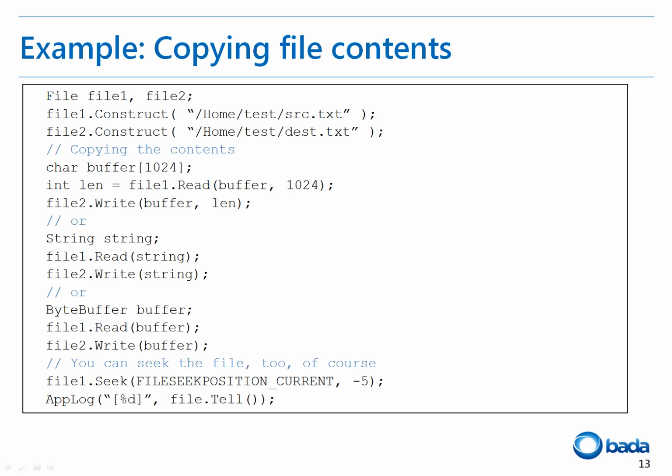In addition, a seek function is provided so that you can move the pointer to any position in the file, as with the fseek function. The file class provides the tell function that returns the current position of the pointer.